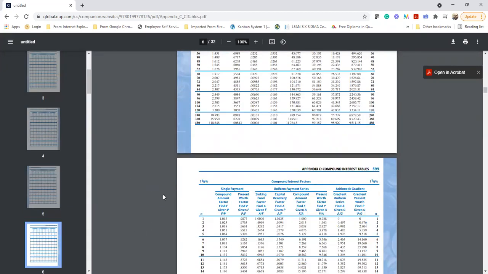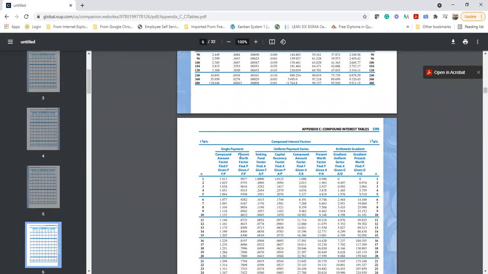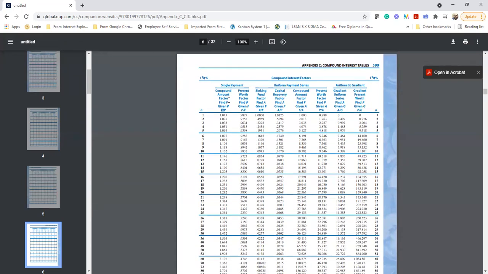So now, where are these factors? These factors are divided into three groups: one is single payment, uniform payment series, and arithmetic gradients. And in here, you will see the F over P factor, P over F, A over F, A over P, F over A, A over G, P over G. And these factors have a meaning. Again, do not divide them. Do not think that you need to divide. This notation means find F given P.